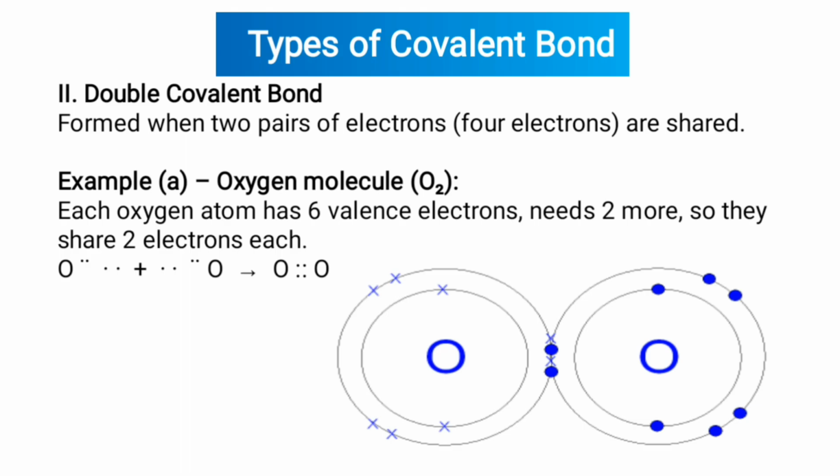My dear student, a double covalent bond is formed when two pairs of electrons, 4 electrons, are shared. Examples: the first one is the oxygen molecule. Each oxygen atom has 6 valence electrons and needs 2 more, so they share 2 electrons each. You see, the first oxygen atom has 6 electrons, and the second one also has 6 electrons, and they share 2 electrons to complete their octet.